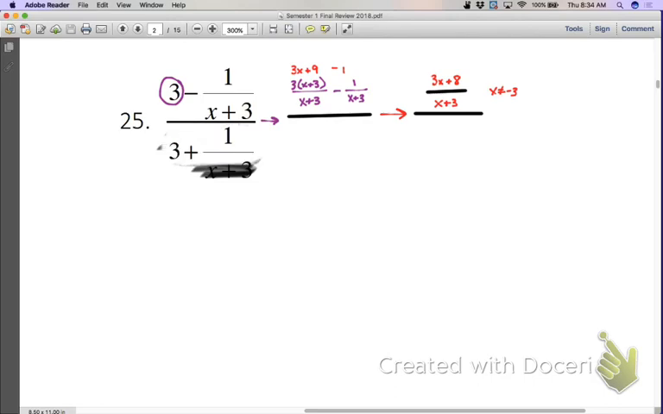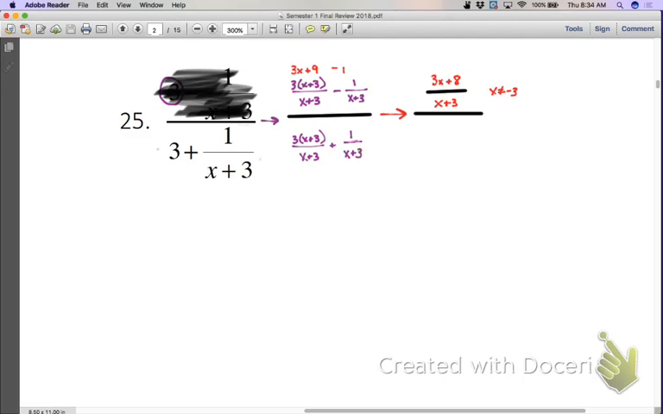Now let's focus on the bottom. So the top's taken care of, so we're going to forget about the top. What do I need to do again here? Same thing. So now I'm going to have 3 times x plus 3 over x plus 3. But now it's going to be plus 1 over x plus 3.